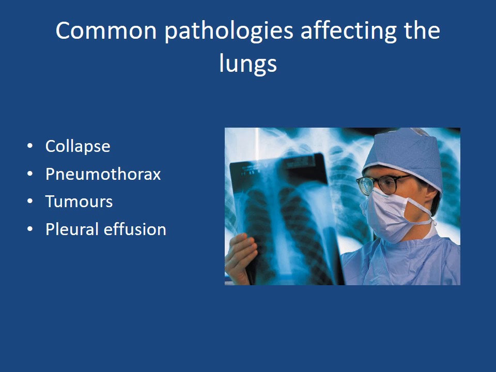What we're going to do next is consider just a few common pathologies that can affect the lungs. We're just going to focus on four areas. We're going to think a little bit about collapsed lungs. We're going to consider what's called a pneumothorax. We're going to look at lung tumours and also consider what's called a pleural effusion. So these are just four common pathologies, and we're going to look at chest x-rays and see how they appear on the images.